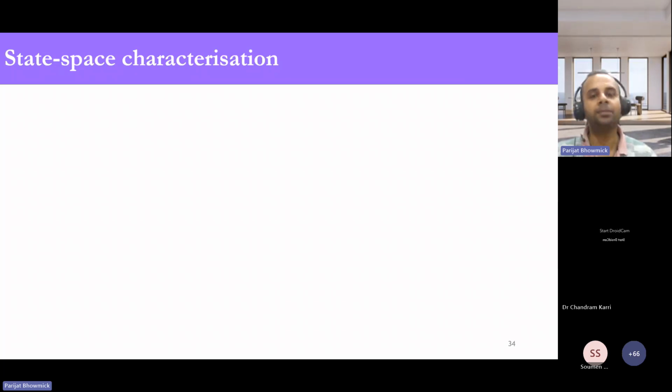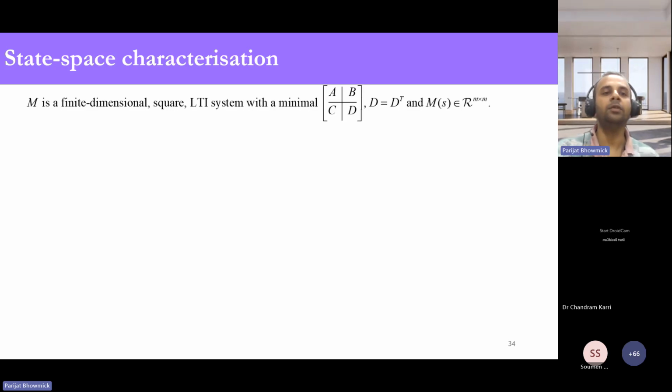For that, we need a state-based characterization. State-based characterization means: given a multivariable system whose state-space matrices A, B, C, D are given to you, is there any method by which we can test the property of the system? Yes, there is. Suppose you are given a system M, which is a finite dimensional square LTI system with a minimal realization A, B, C, D. The audience who are not familiar with control theory, please don't be afraid. These are some of the standard assumptions which we need. For the sake of completeness, I have mentioned all of them.